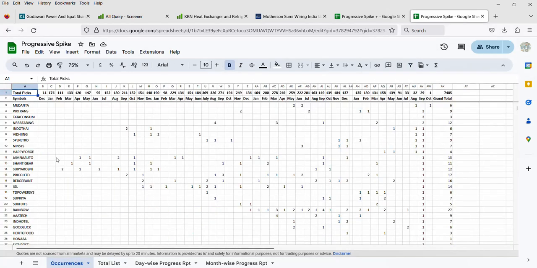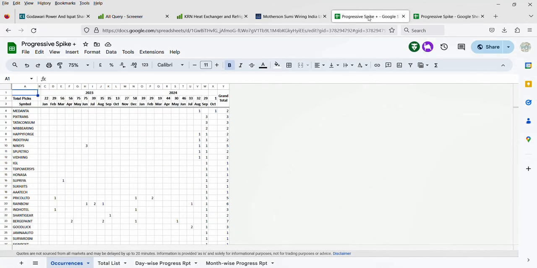So here I will go to progressive spike. It has got four sheets basically. The first sheet has occurrences. I mean, in every month, how many times those scripts have come in the scanner. That means 12 fundamental conditions plus delivery percentage, delivery turnover and average trade worth.